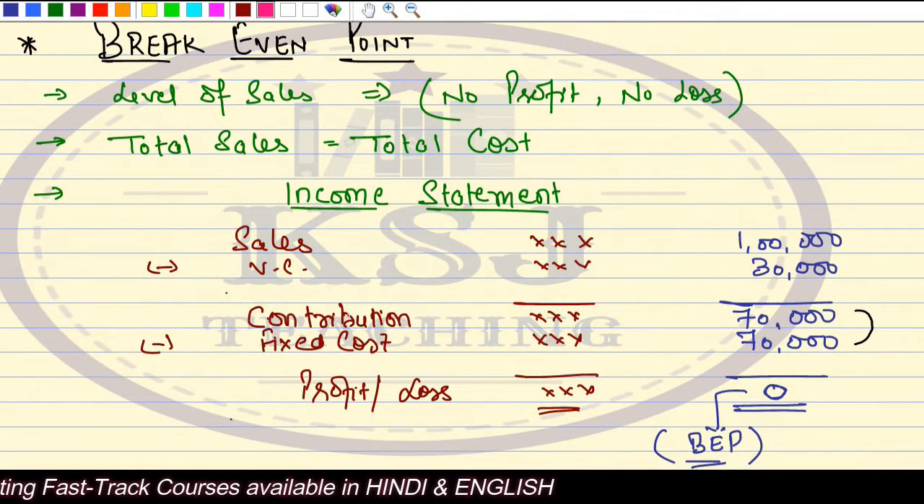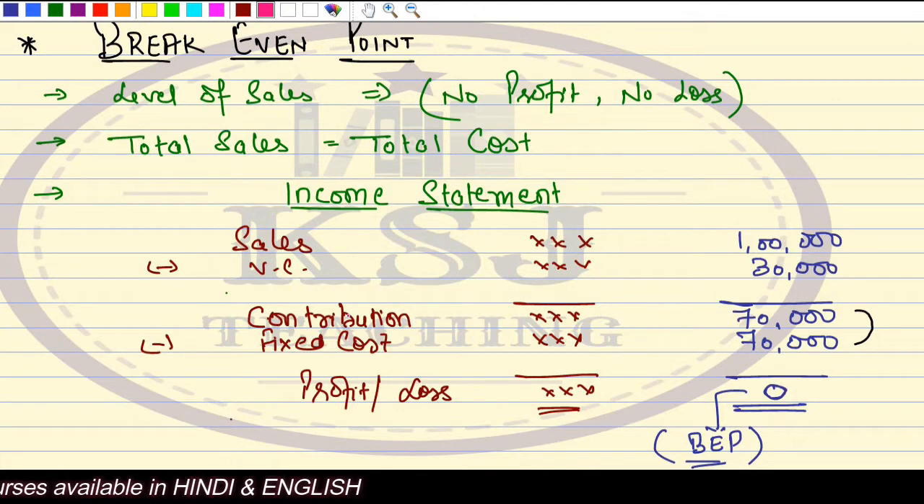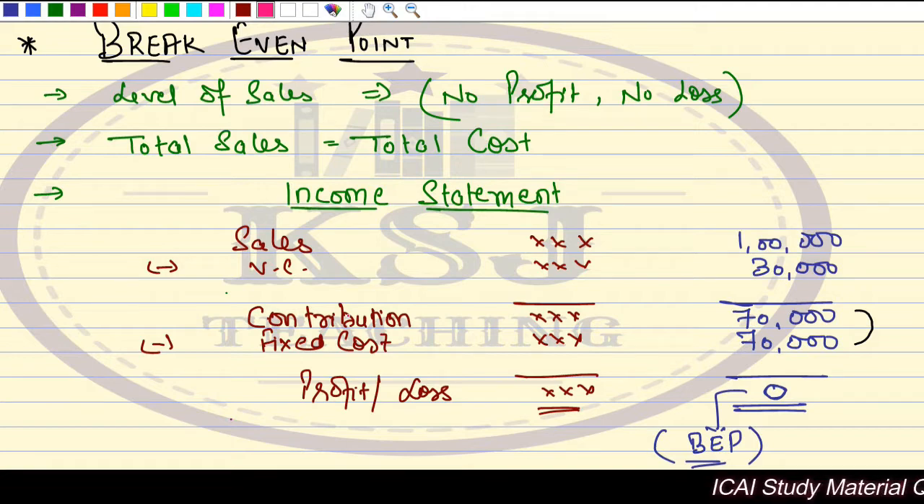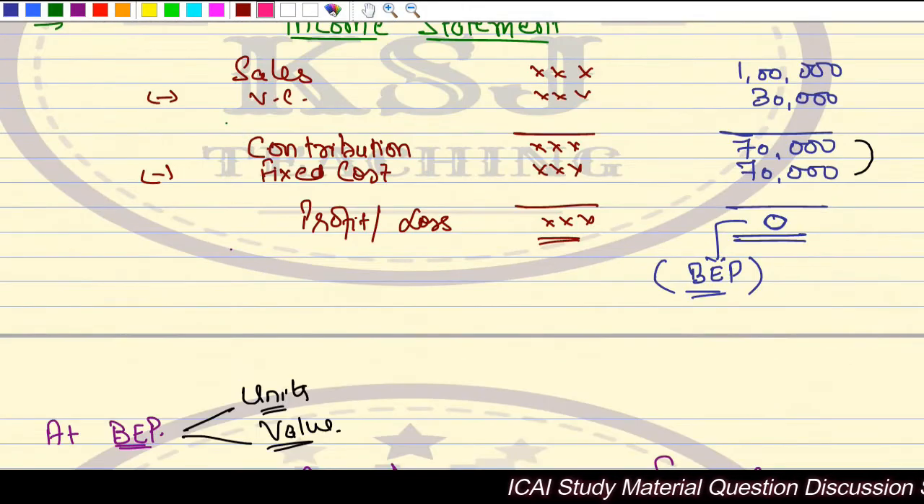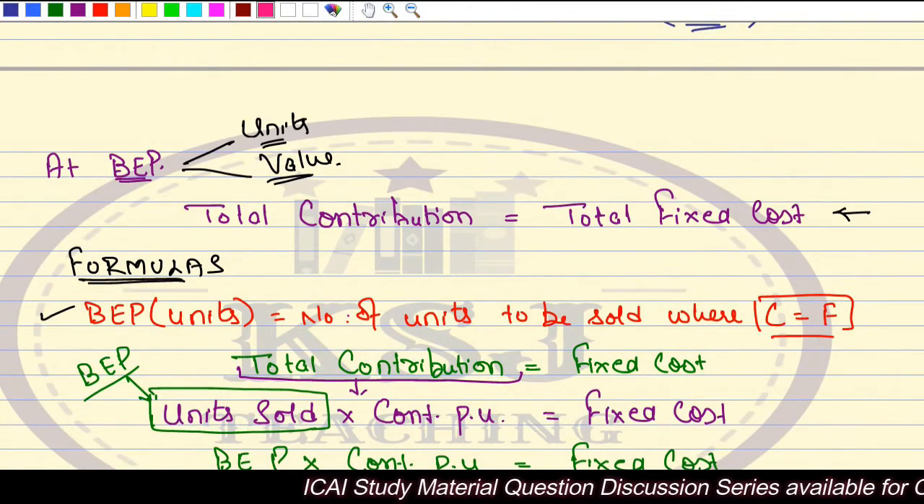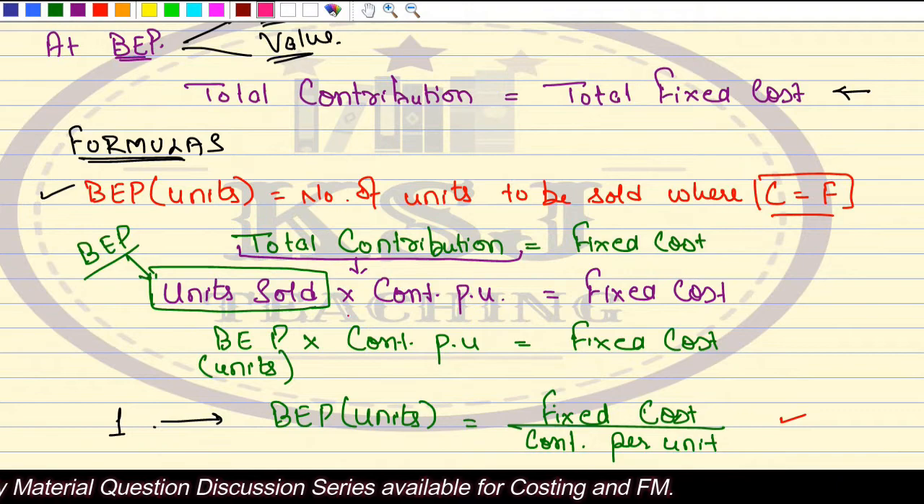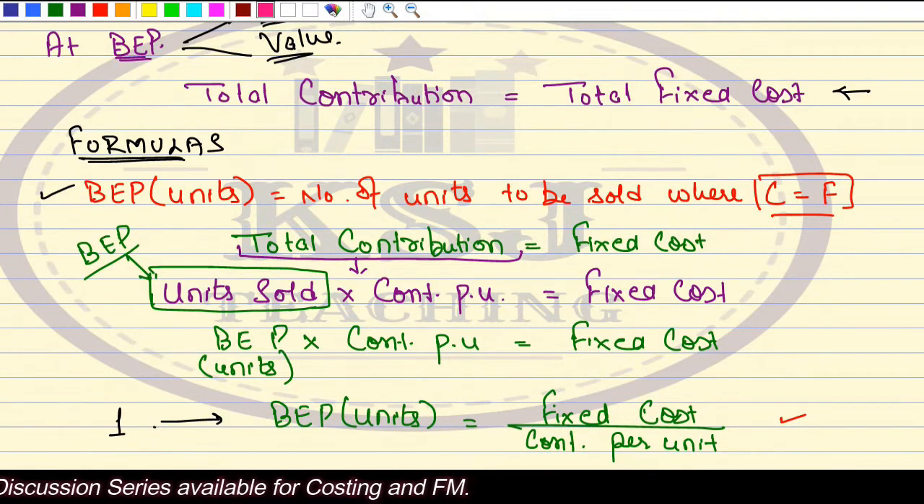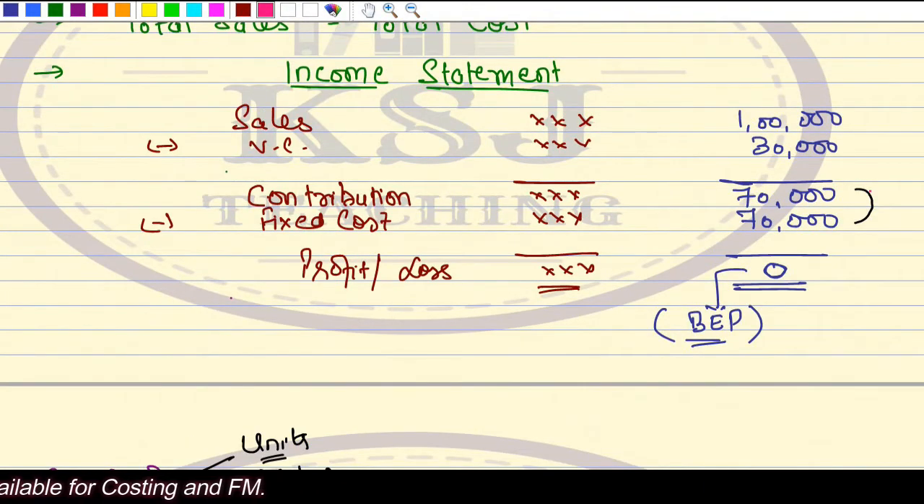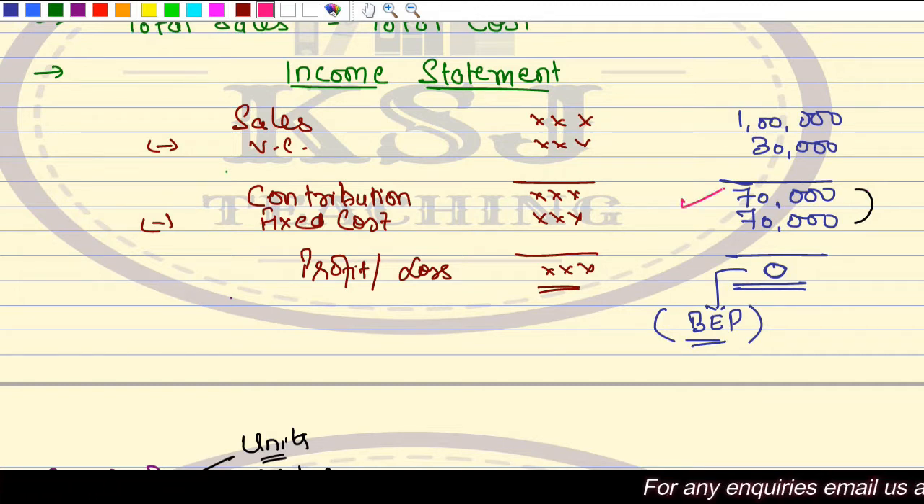Okay, so coming to the topic now, break-even point. We say that break-even point is that level of sales where we are neither earning a profit nor incurring a loss. Total sales is equal to total cost. So this is what we discussed, the various formulas for the break-even point. At break-even point, total contribution is equal to total fixed cost. That is why the profit is zero. This was the validation I have given through the income statement also, right?